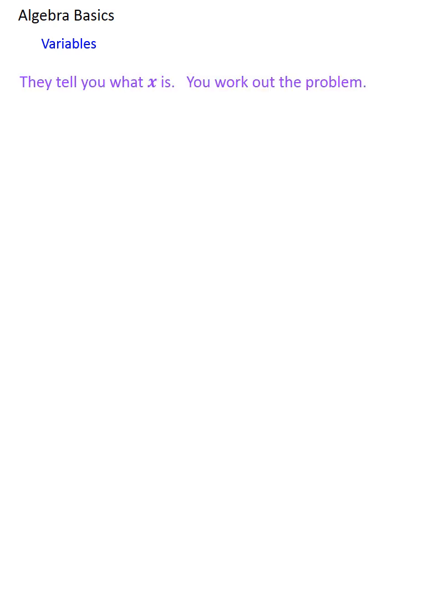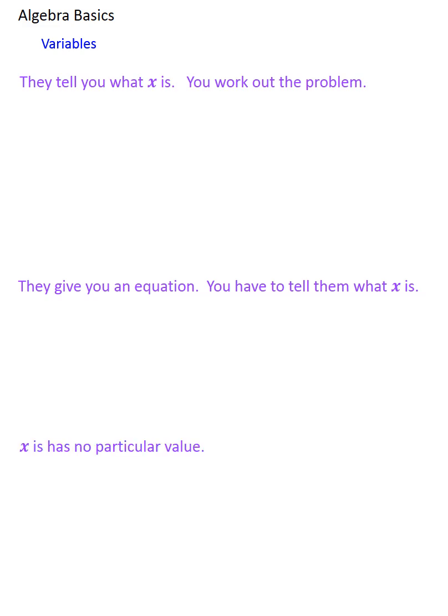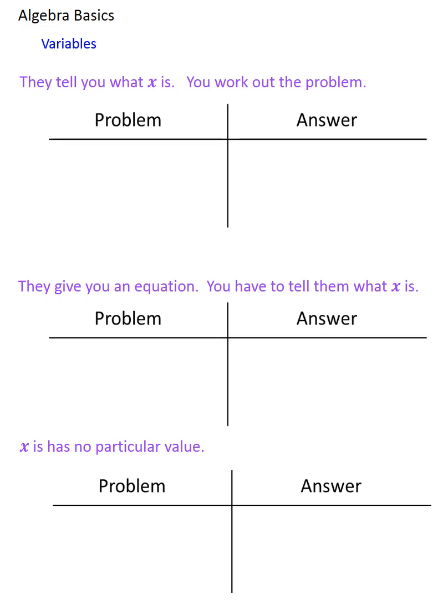So there are three kinds of problems in algebra essentially that use variables. There's problems where they tell you the value of X and you work out the problem. There are other problems where they give you an equation and you have to find out or tell them what X is. And there are lots of problems in algebra, this third category is probably the most common, where X, while it represents some real number, it has no particular value of interest to us in the problem. Now this is kind of vague, so let me give you some specifics here that'll help you.